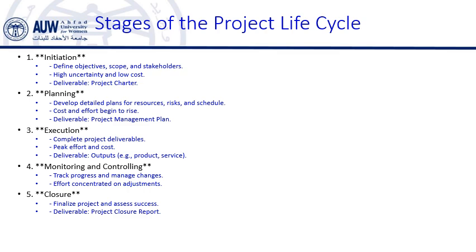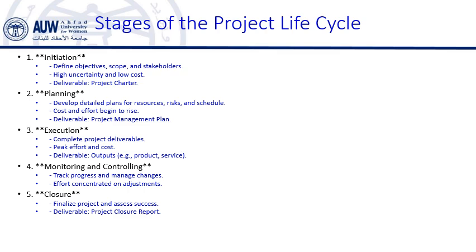Let us now turn our attention to the stages of the project life cycle, a crucial framework that guides the entire project from initiation to completion. Stages provide structure, ensure clear objectives at each phase, and allow for better resource management, risk mitigation, and tracking progress. We will go over each stage in detail, discussing the key deliverables, effort, cost, and uncertainty involved at each stage. There are 5 primary stages in the project life cycle.